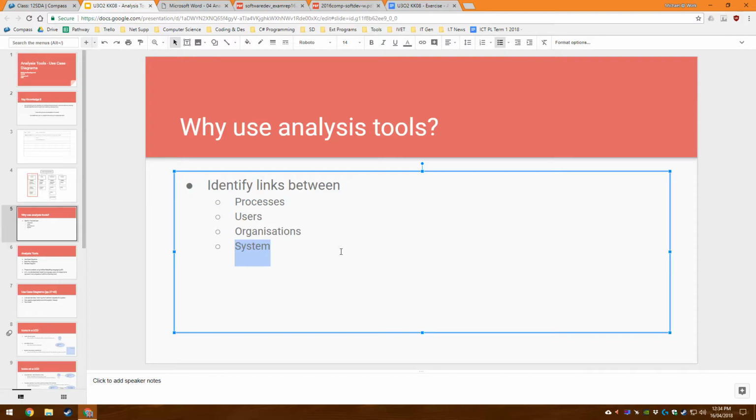Okay, and we use the analysis tool to draw up a diagram showing how it's going to work, once again, before we start development. As I've talked about many times, proper analysis and proper design is what leads to successful development.